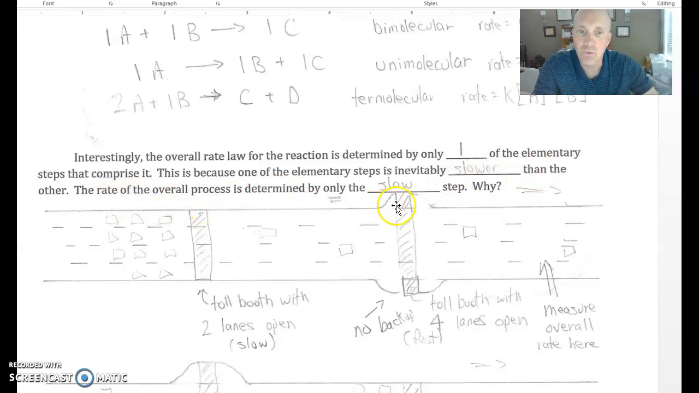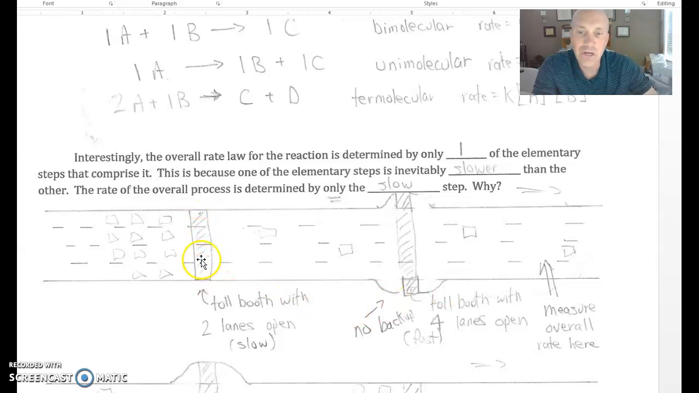All right. So we're just going to use this little analogy. It's a classic analogy used to describe this. We're just going to say that there's two toll booths. Here we have a road and we have two toll booths. And what we're going to do is measure the overall rate that cars can get through this highway, but we're going to be measuring it at the end right here. And for what it's worth, when we're measuring the rate of a reaction, we're measuring the products at the end of the reaction.